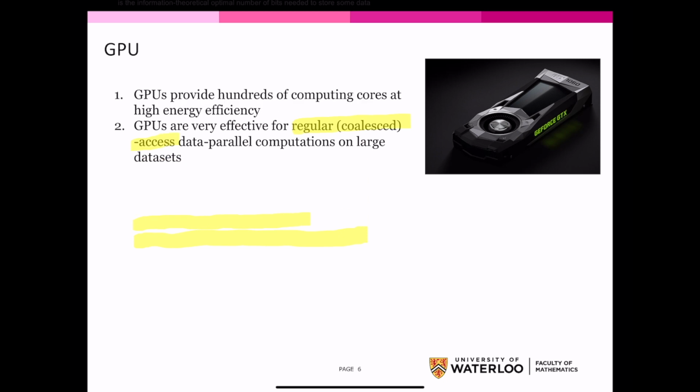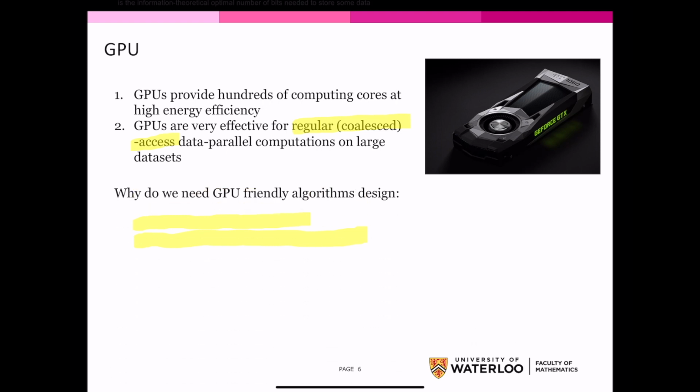Why does GPU have better performance than CPU? First, GPUs provide hundreds of computing cores at high energy efficiency. Second, GPUs are very effective for regular, coalesced access, data-parallel computations on large data sets.